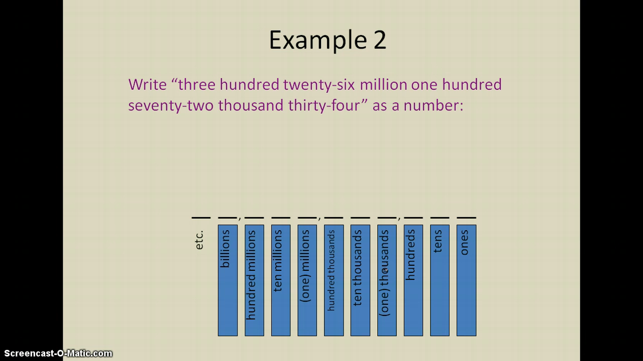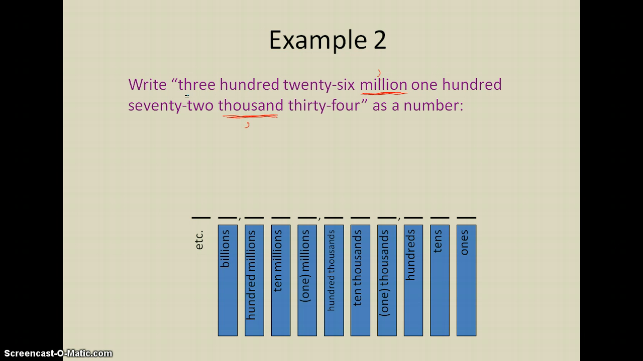It seems like it should be pretty simple to translate this from words to numbers, but there are so many words that sometimes it can get confusing. So what I'm going to start with is I'm going to look for those big group names. So million is a name of a period in the place value chart. Thousand is the name of a period in the place value chart. And I'm going to use this to break up my number. And the other thing I can think about is that this is where the commas are going to go.